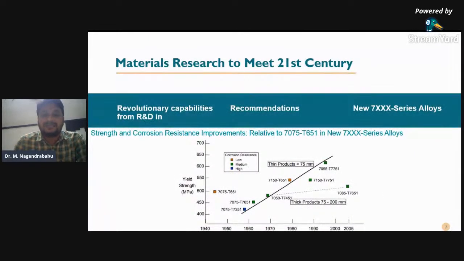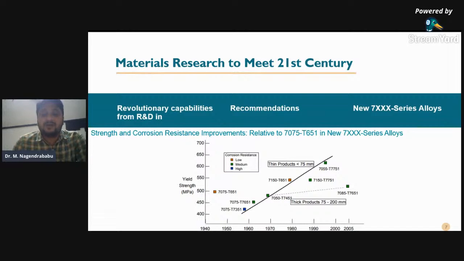Coming to materials research for 21st century defense, the revolutionary capabilities from R&D in structural and multifunctional materials, energy and power materials, electronic and photonic materials, functional organic and hybrid materials, and bio-derived and bio-inspired materials. A few recommendations that can be made: accelerate materials transition from concept to service, use computational modeling, integrate research in various material classes, discover materials with sustainability improvement properties, and consider material research from conception to service retirement.